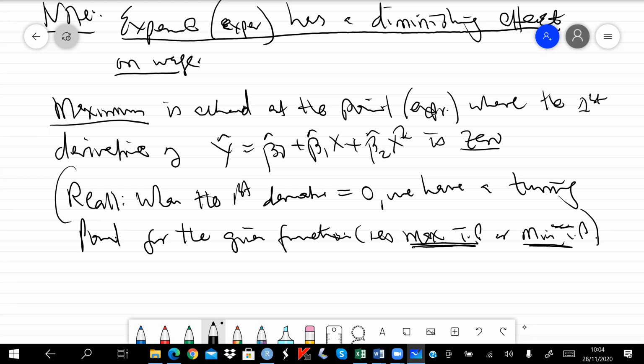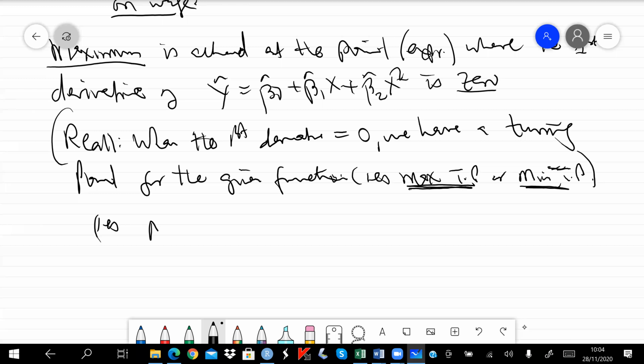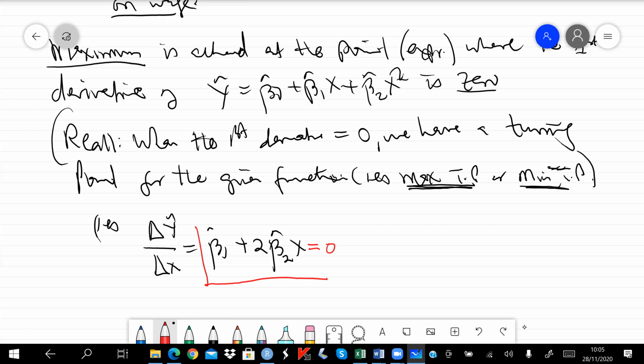So let us find the derivative of this function. I think we already have it. We said that the derivative is given by delta y over delta x, equal to beta 1 estimate plus twice beta 2 estimate of x. The maximum point is when you equate this to 0. This will give you the maximum wage.